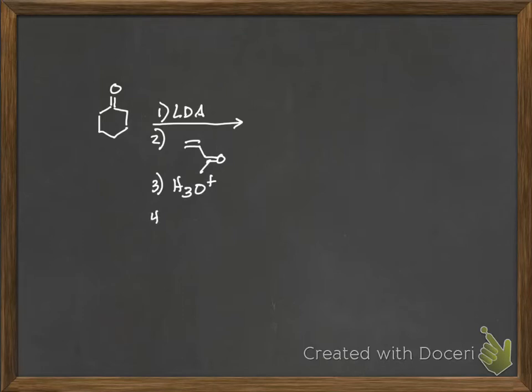Acid, and then we're going to say hydroxide and some heat here. Again, not decarboxylate level heat, but some. Now, what we're going to work on is the steps here. So let's start with cyclohexanone up there.